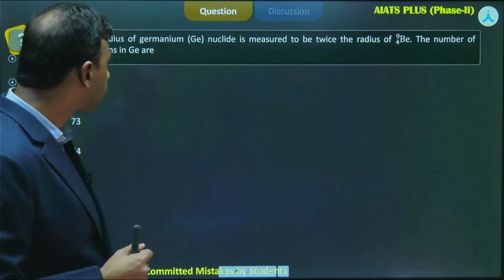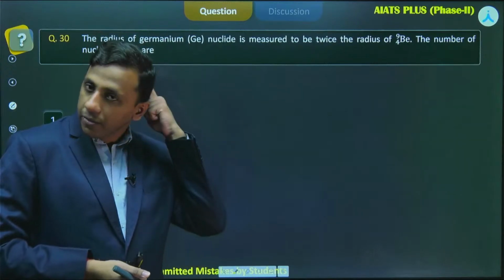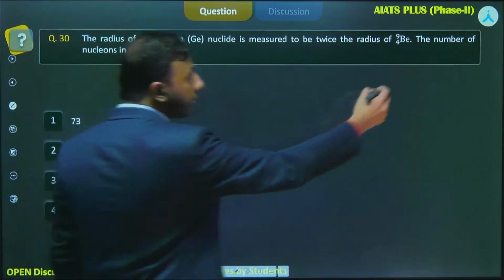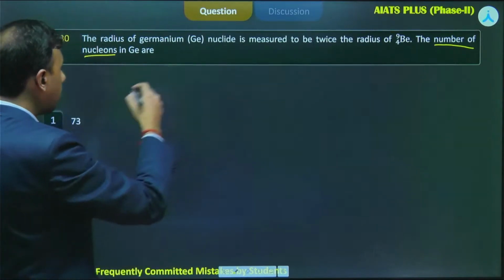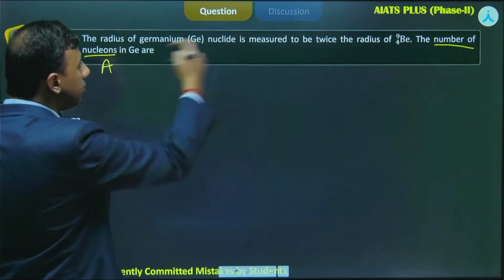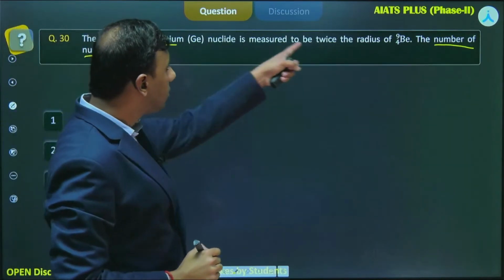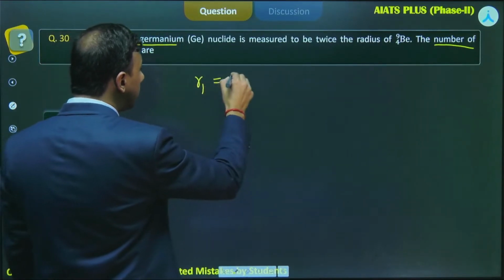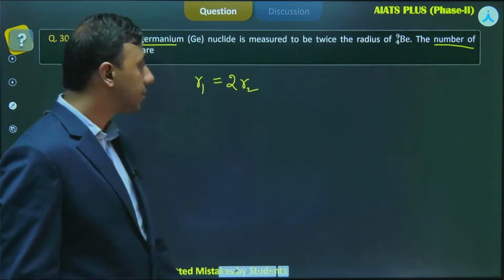All right, very well, see here. We discussed in detail last time how the radius of a nuclide varies with mass number. They are asking here the number of nucleons in germanium. That number of nucleons is what we call the mass number. The radius of the germanium nuclide, let's call it R, is twice the radius of beryllium. So I can write R1 is 2 times R2, where R2 is the radius of the beryllium nuclide.